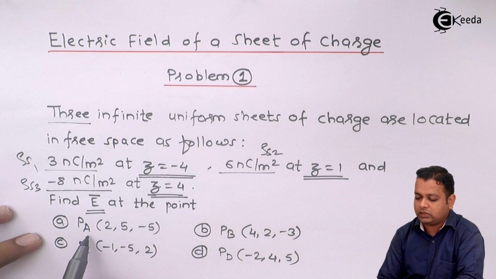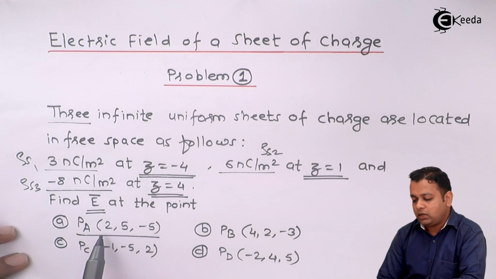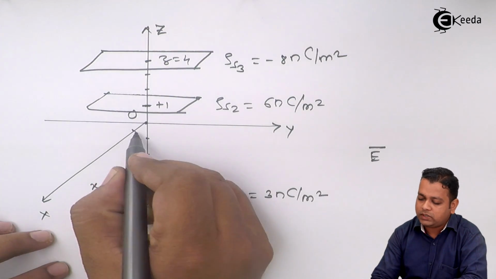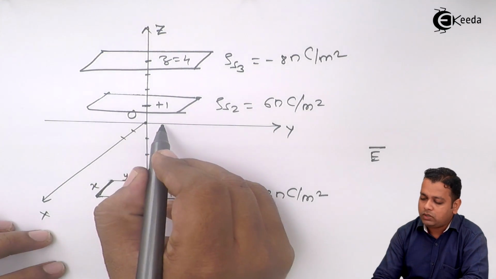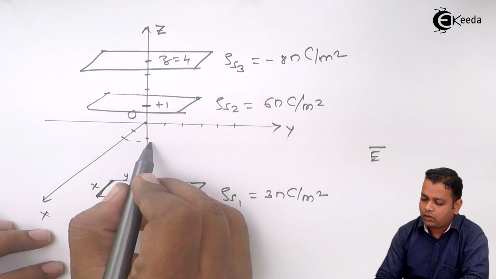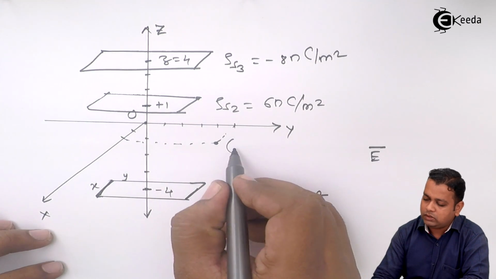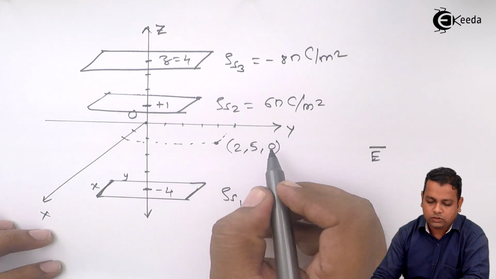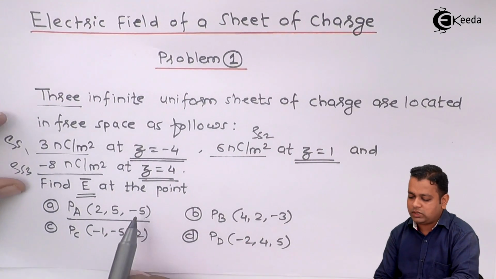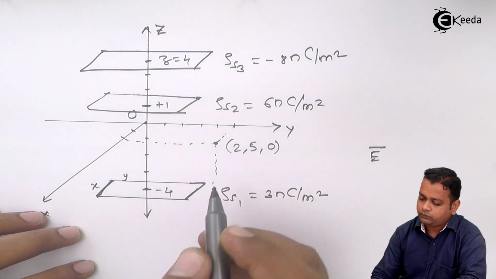First of all, let us take the case of PA (2, 5, -5). So I locate the point (2, 5, -5) in this diagram. So 2 units on the x-axis, 5 units on the y-axis, 1, 2, 3, 4 and 5. I take lines parallel to x and y and find the intersection. This will be 2, 5 and 0, and then minus 5. The z coordinate has the value minus 5. So I lower it down.